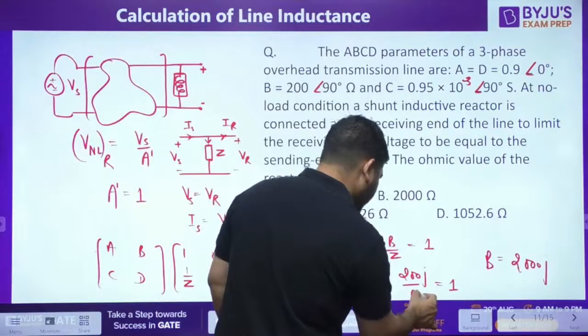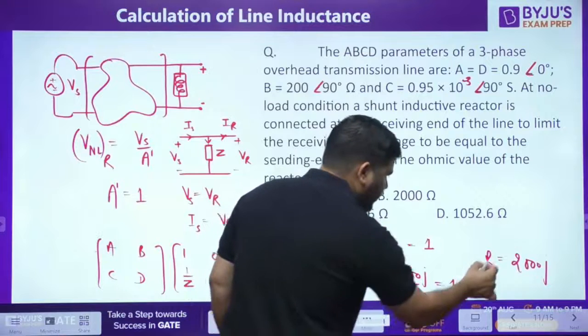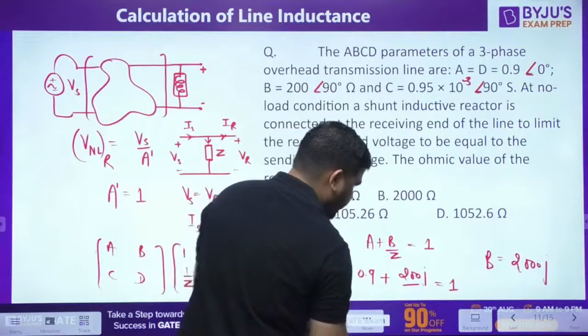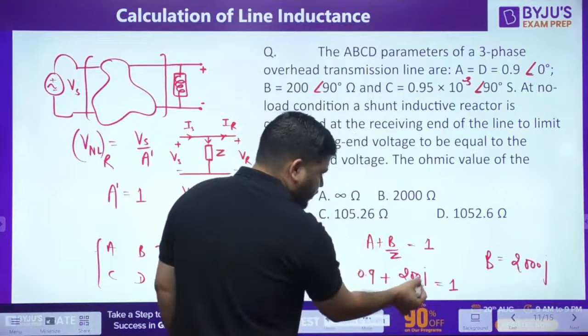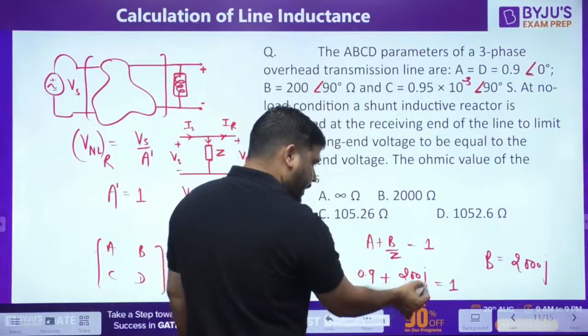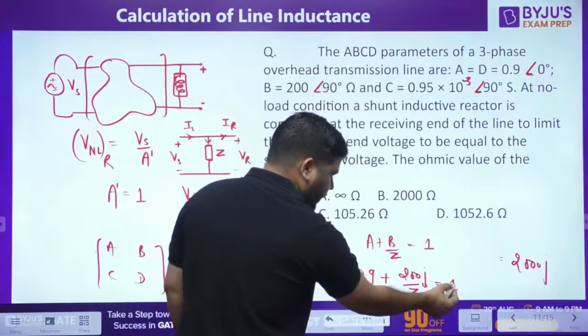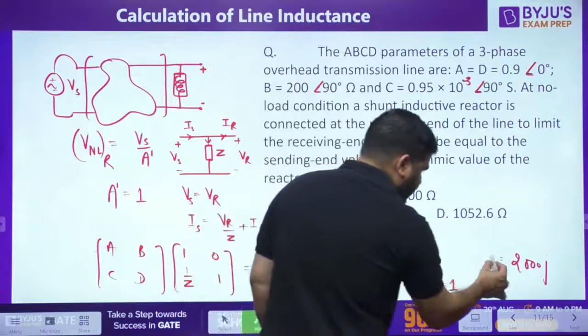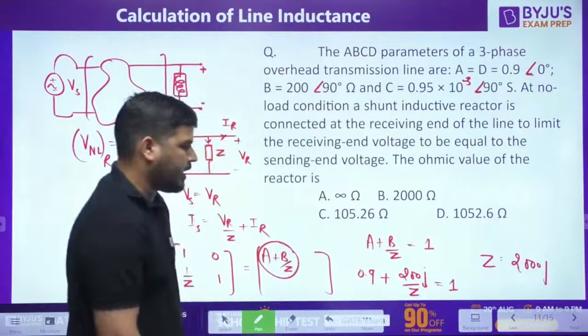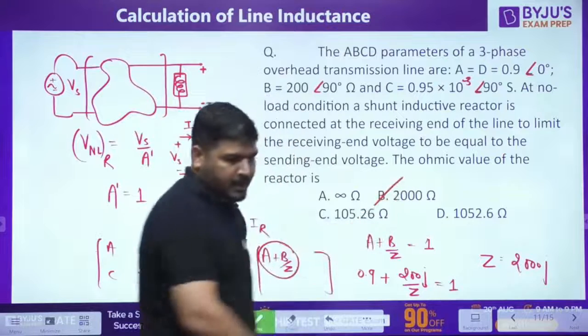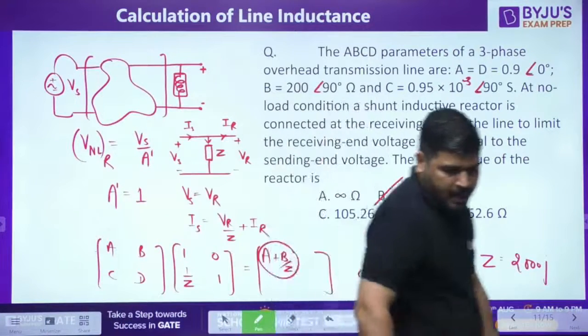Oh, sorry, this should be Z, excuse me. B is 200J. Now you can calculate Z from here. 0.1 will be in the denominator, so Z will be equal to 2000J. So the ohmic value is 2000. Answer is Bombay, okay. Answer is Bombay.